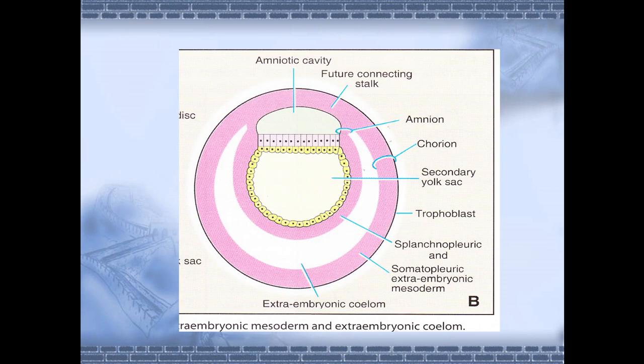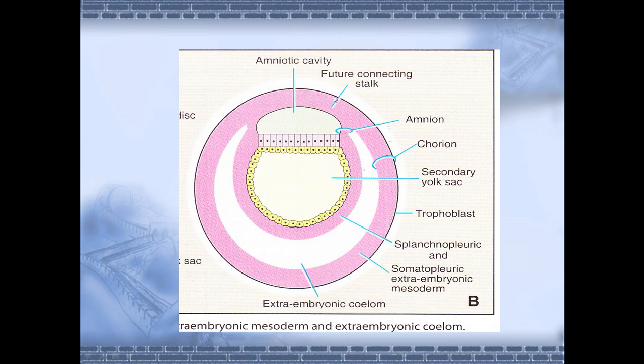Now all your queries will be clear if you see this diagram. Again taken from your book. Very simplified diagram. We talked about parietal and visceral. Parietal means somatopleuric extraembryonic mesoderm, and visceral means splanchnopleuric extraembryonic mesoderm. So here they are. You remember this amniotic cavity, this yolk sac, this embryonic disc, the two layers, epiblast and hypoblast. Yes. Now after the formation of this coelom, the primary yolk sac becomes the secondary yolk sac. It is smaller in size also. Done. Then we talked about the connecting stalk.